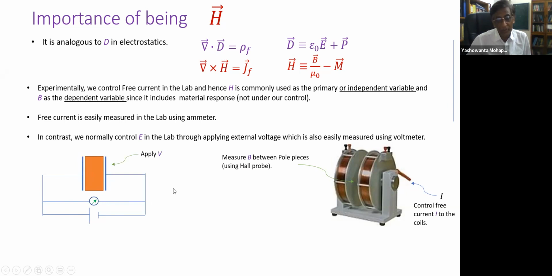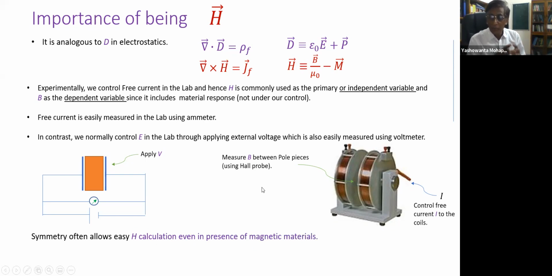Okay, so apply voltage. So symmetry often allows H calculation to be easier in the presence of a magnetic field, because if you want to calculate B, then you have to constantly take care of both free current and the bound current. And bound current sometimes comes as a response to the free current. All right, and hence it is often easier, if symmetry allows it, to calculate H using the free current and then come back to the magnetic field and the bound currents. We'll see that while solving problems.